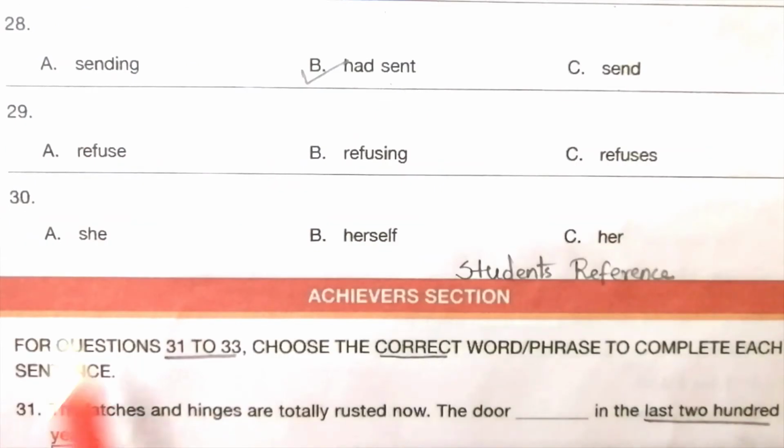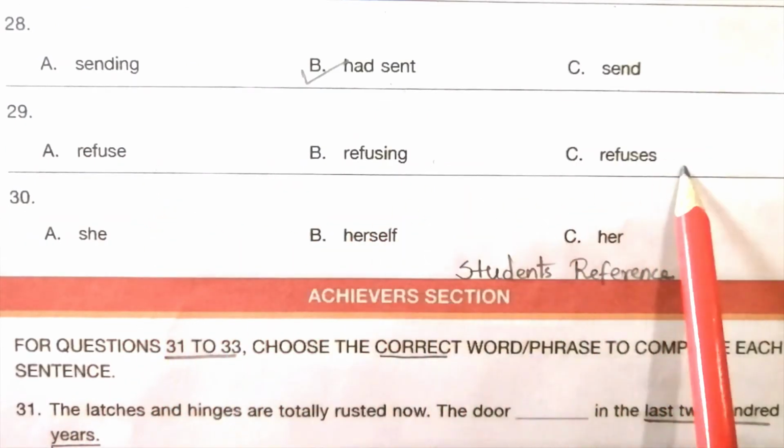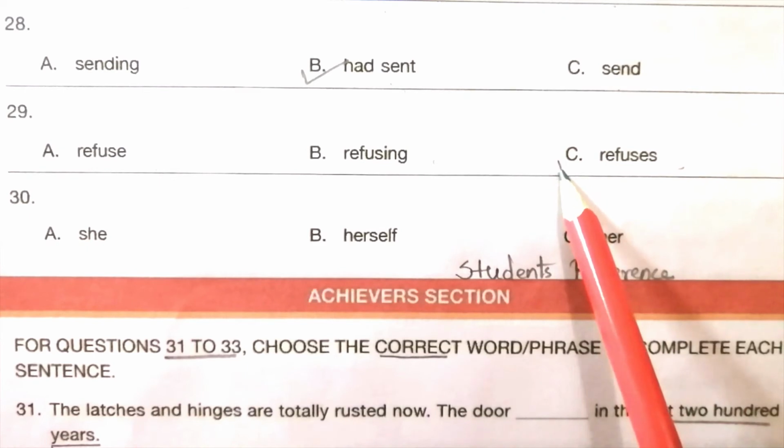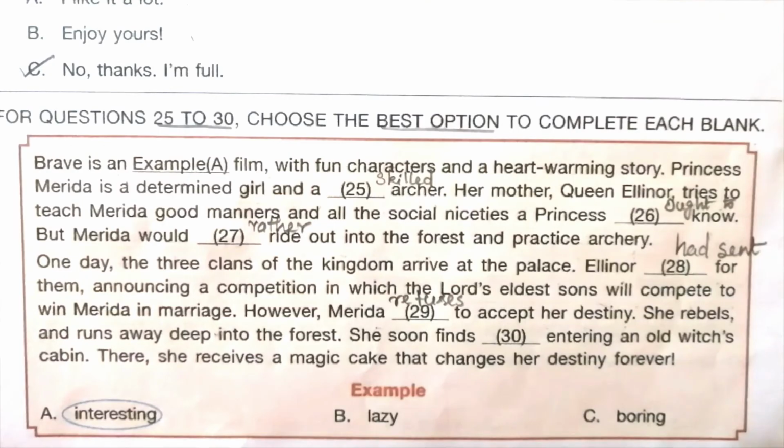29. The options are refuse, refusing, refuses. The answer is C, refuses. However, Merida refuses to accept her destiny. She rebels and runs away deep into the forest. She soon finds Das entering an old witch's cabin.